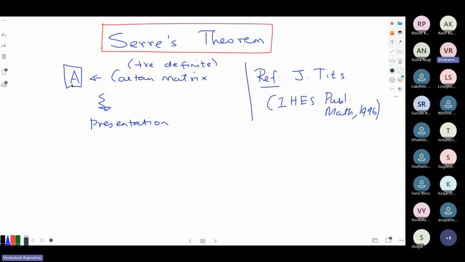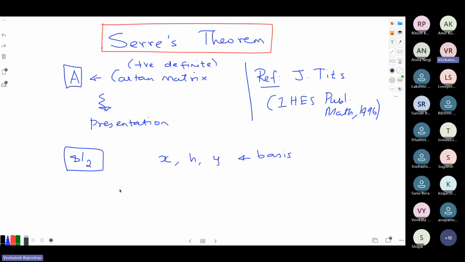So where does the motivation come from? Let's take the SL2 example. SL2 is too small, but anyway, let's see what is happening there. SL2 is a three-dimensional algebra. You have the standard basis x, h, and y. This is the basis of SL2.